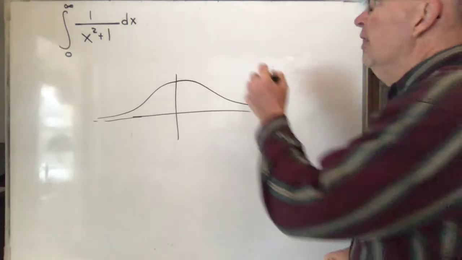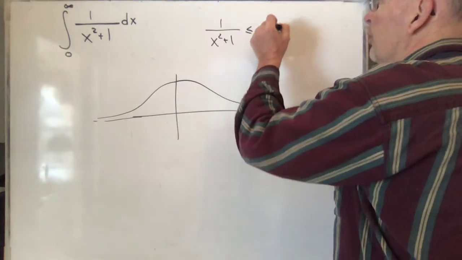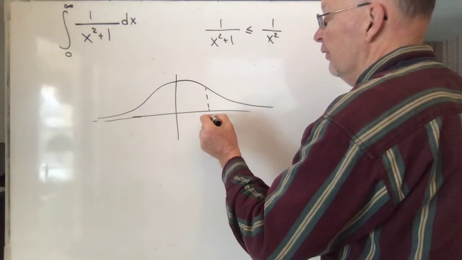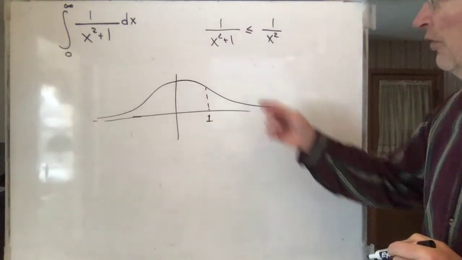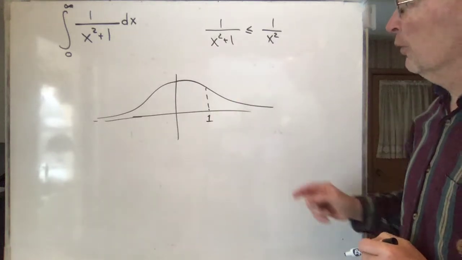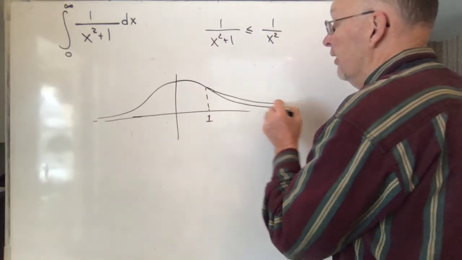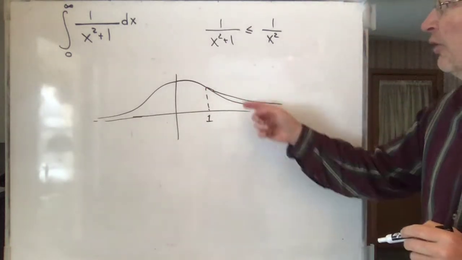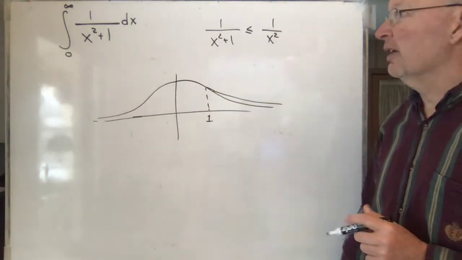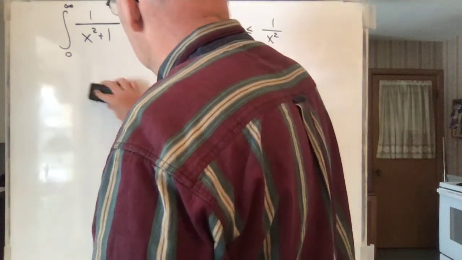And the reason is because 1 over x squared plus 1 is always going to be less than or equal to 1 over x squared on the interval, in particular on the interval from, say, 1 to infinity. So this is always less than or equal to this on the interval from 1 to infinity, and we already showed in the last lesson that the area underneath 1 over x squared is finite. And so since the area underneath that is finite, the area underneath this one had better also be finite.